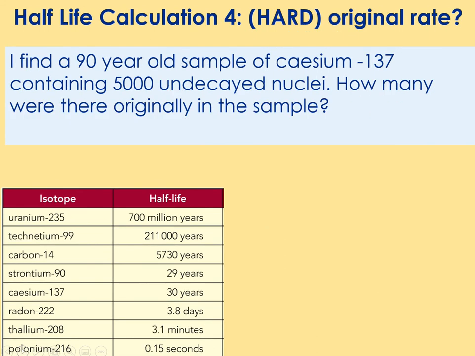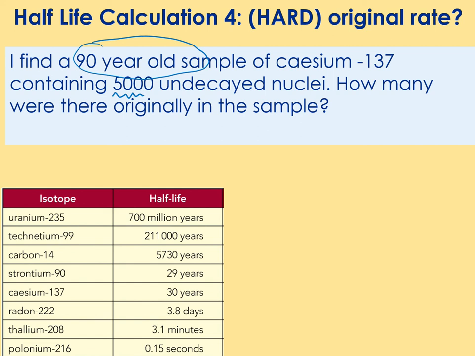Example 4, this one's a little bit harder. It's probably harder than most of the things I've seen at GCSE. So if I find a 90-year-old sample of cesium-137 with 5,000 nuclei, how many were originally in the sample? So this one's a bit different because instead of looking at a point in the future, I'm going backwards to how many there were originally.